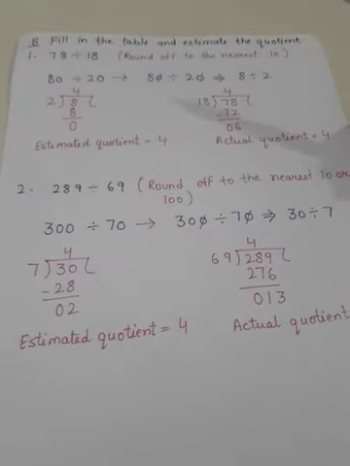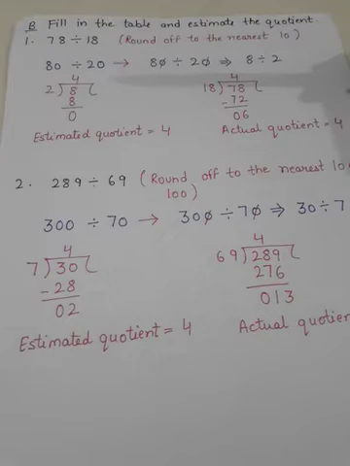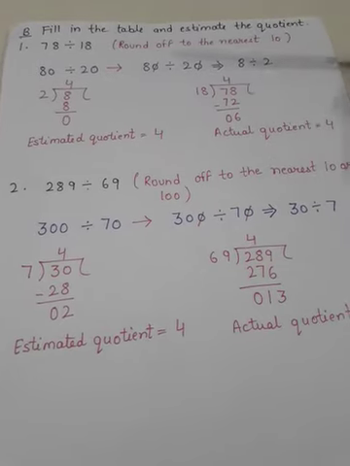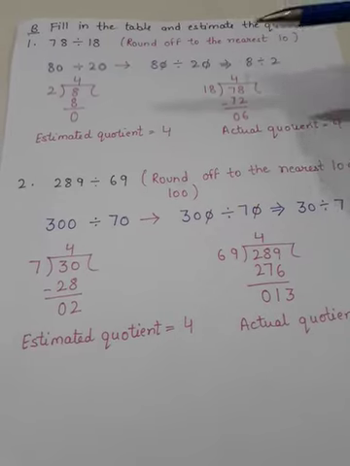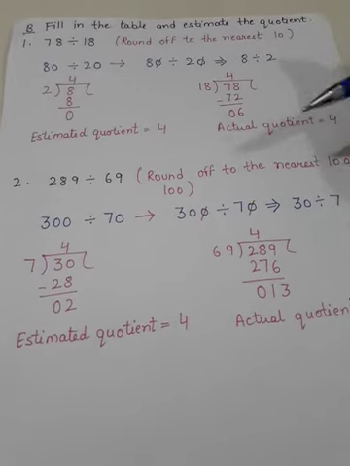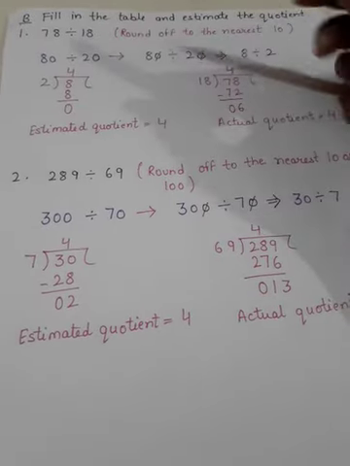So I hope that question number A is clear to you. Now come to question number B, that is, fill in the table and estimate the quotient. Same thing we have to do in this. We have to find the estimated quotient, but you can see the table in the book. In that we have to find the actual quotient also, right? So look here how to do.